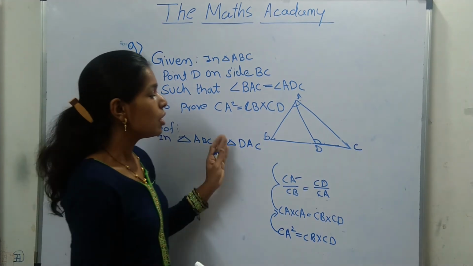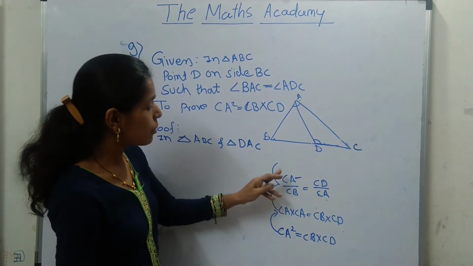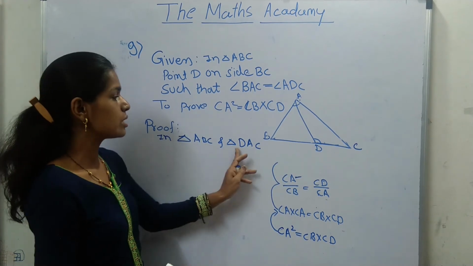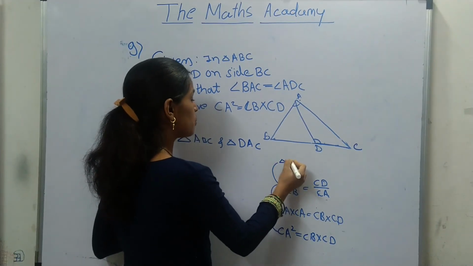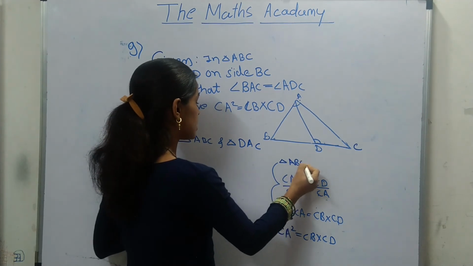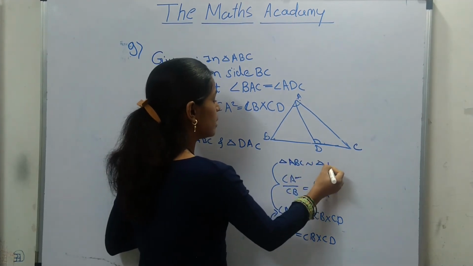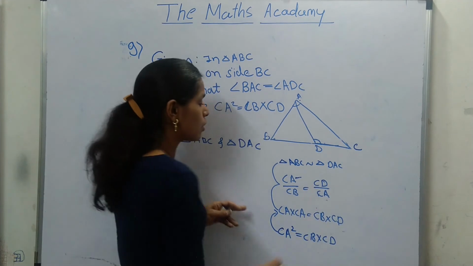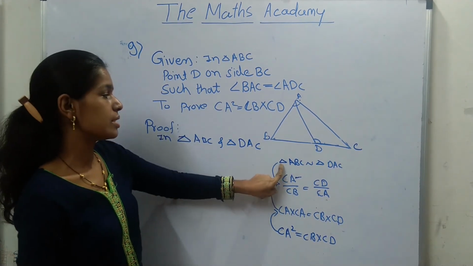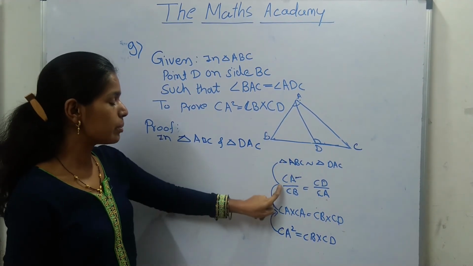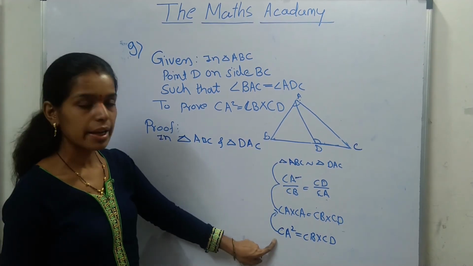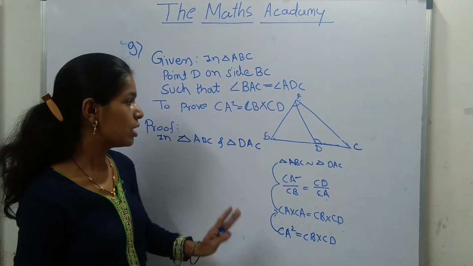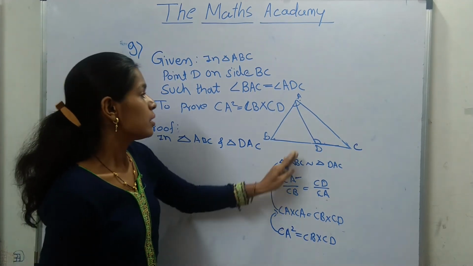Now what will we do? For proving this result, we have to show that these two triangles are similar to each other. What we have to prove is triangle ABC is similar to triangle DAC. So we have to proceed towards this result. If you get this result, then you will get this one. After getting this, you will get this result, and by default you will get the required result. Okay, so now what will we do?